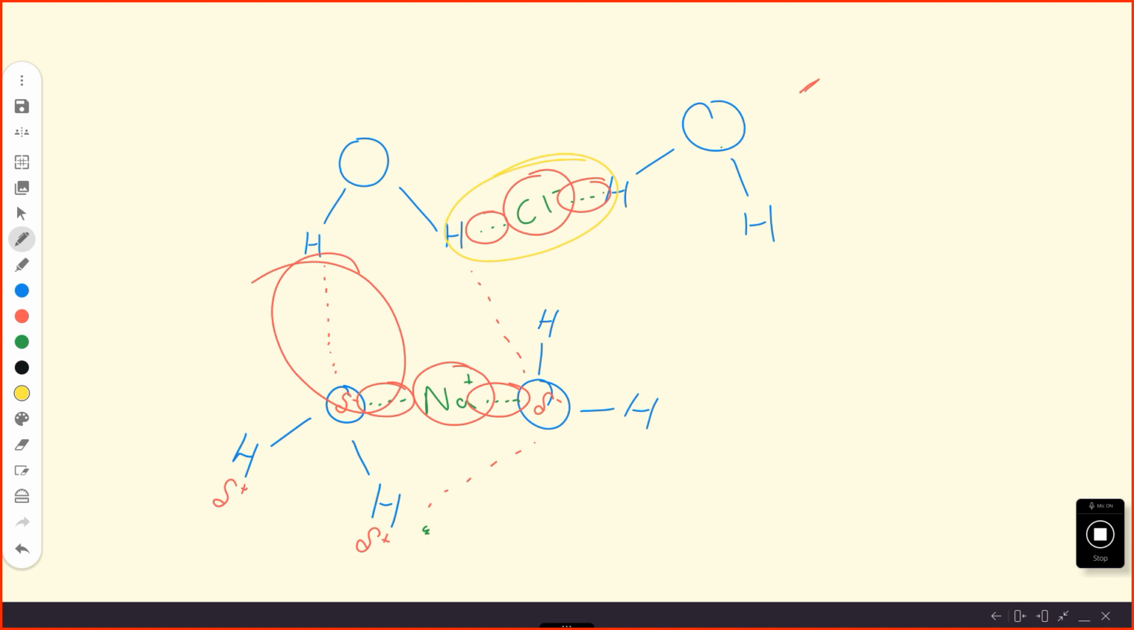So this explains why the freezing point goes down and why the boiling point goes up. But you really don't need that for the Regents. It does help you remember it.